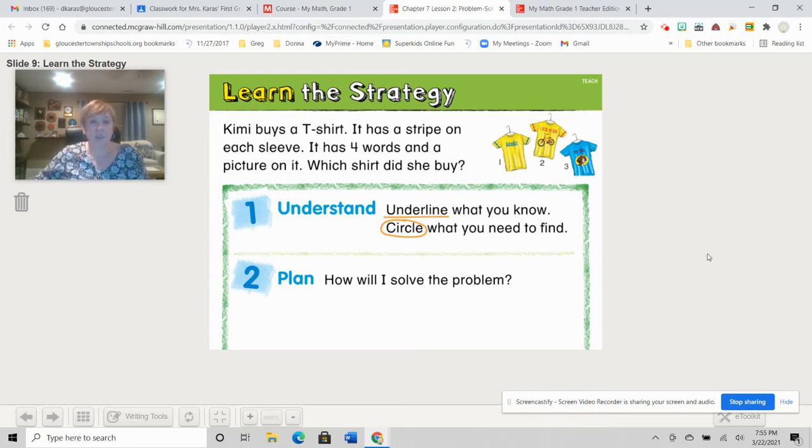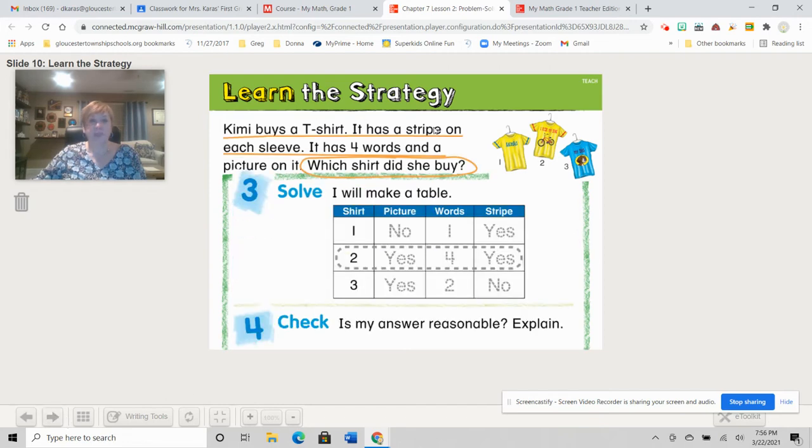All right, so today we're learning a strategy, and I will read it to you. Kimmy buys a t-shirt. It has a stripe on each sleeve. It has 4 words and a picture on it. Which shirt did she buy? So the steps are, we're going to understand. We underline what you know and circle what you need to find. Okay, so right here, they have done it on this.